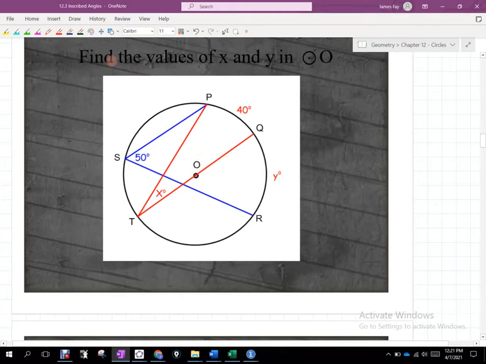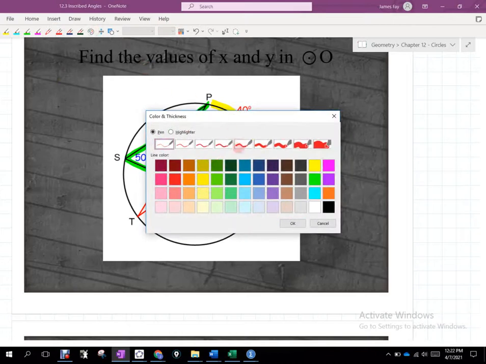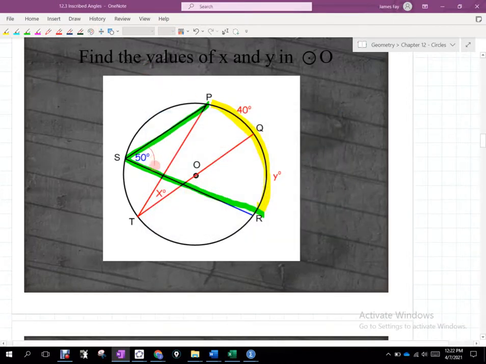Okay? So if they give me an inscribed angle, I like to highlight that inscribed angle, and then I highlight the arc that goes with it. So how big should that yellow arc be if my inscribed angle is 50? If that angle is 50, how big should this yellow arc be? Should be 100, right? It should be twice as big as that angle.